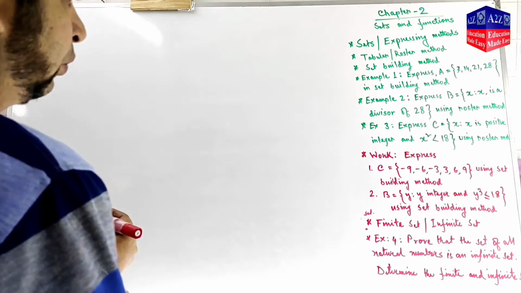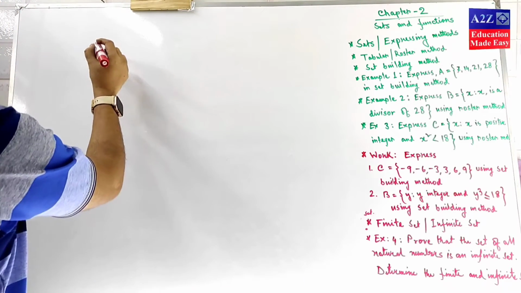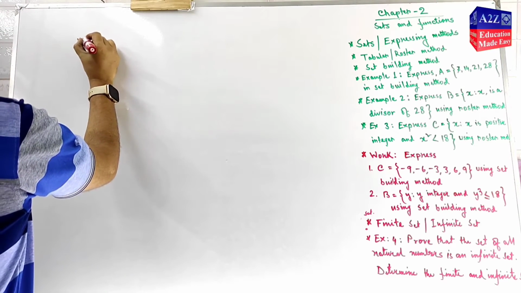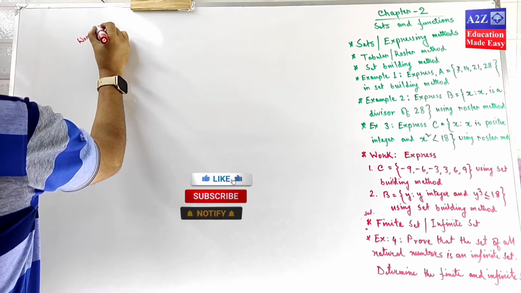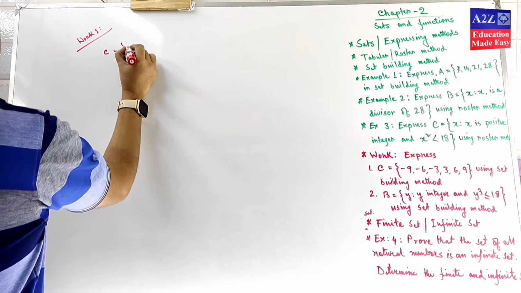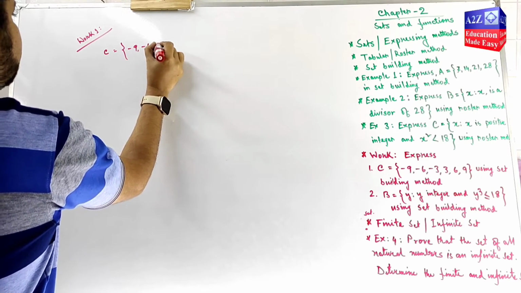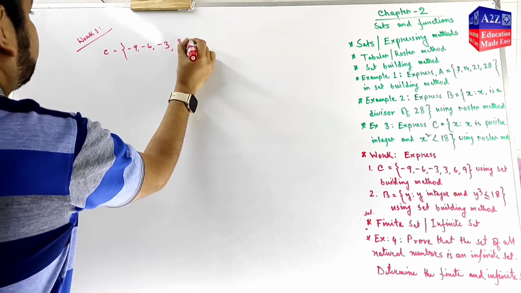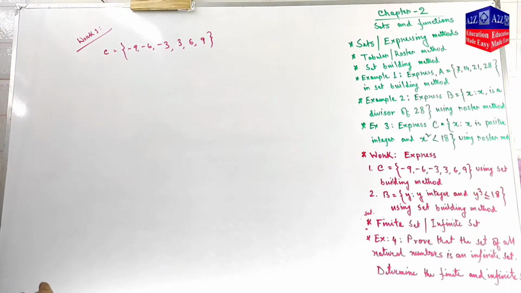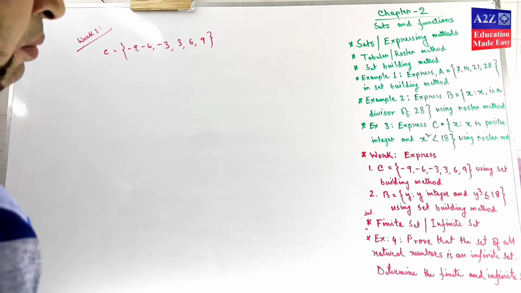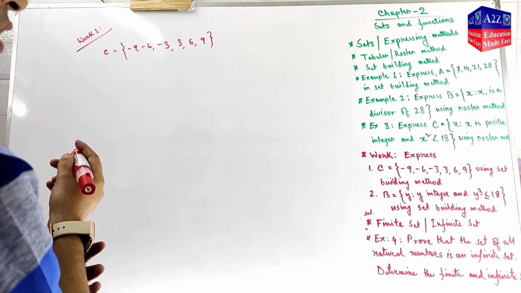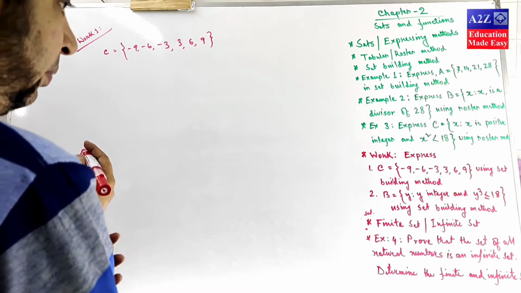So I would like to do the first work, work number 1. A set C is given where the elements are -9, -6, -3, +3, +6, +9. Now I have to express this set by using the set building method. Since this is already given in the tabular method, I have to convert it using the set building method.